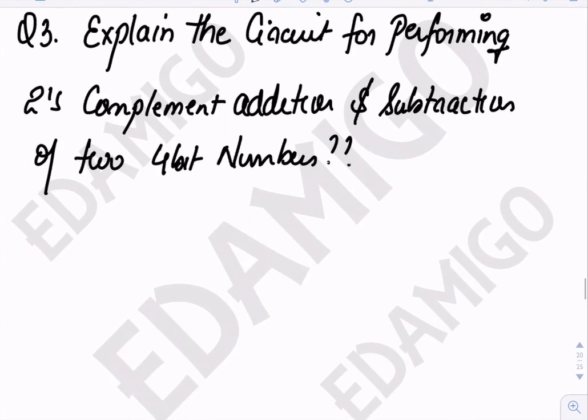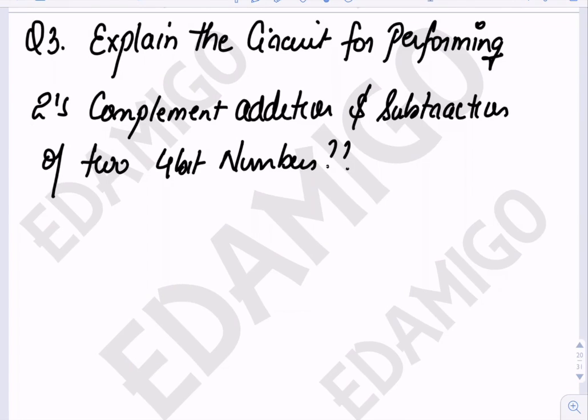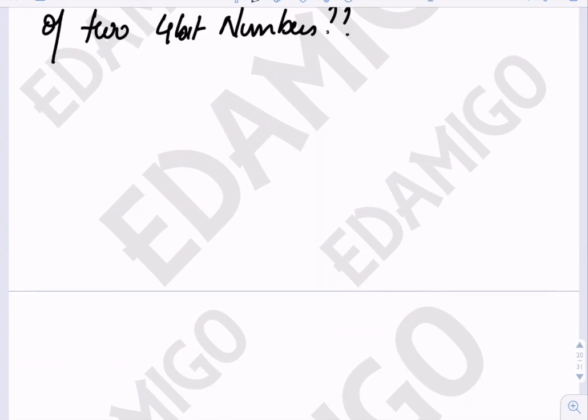So now let's move on to the 2's complement addition and subtraction problem. Let's look at the 2's complement addition and subtraction of two 4-bit numbers. First of all, let's look at what 2's complement is. In digital format, negative numbers are represented by 1's complement format and 2's complement format. So let's first look at the 2's complement format.